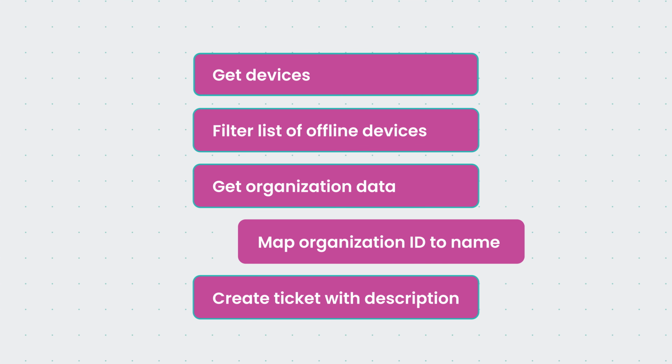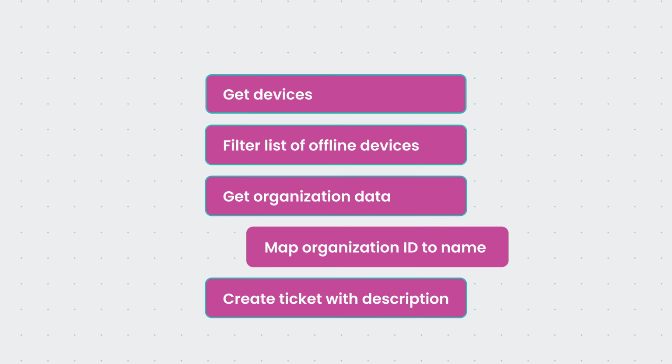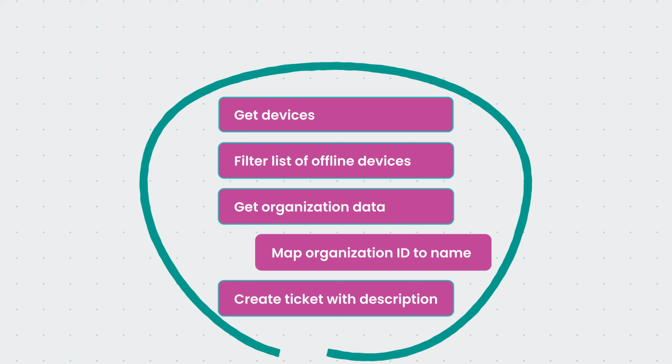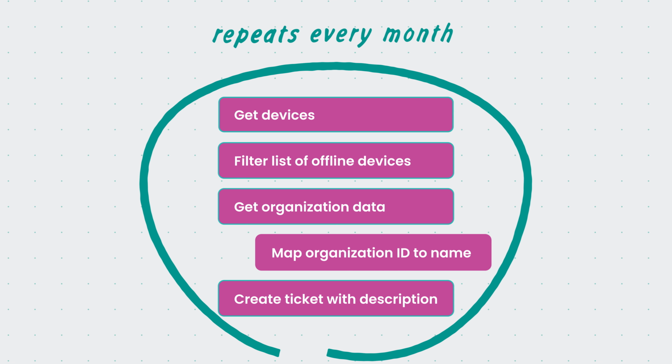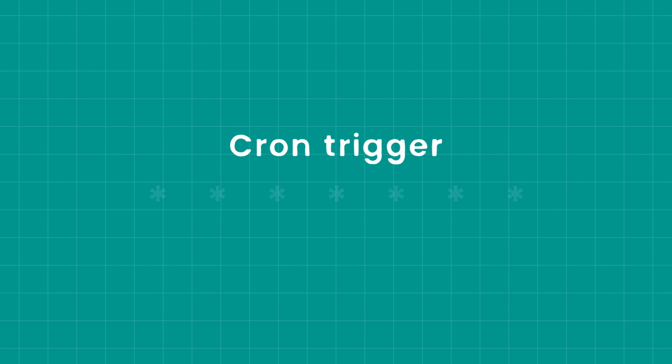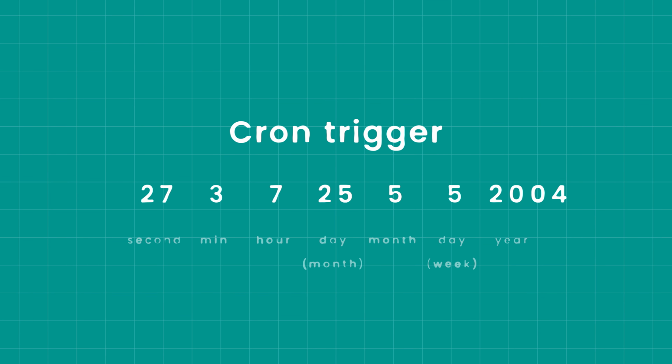Welcome back. We've added and tested all the workflow tasks. Now it's time to add a trigger so that the workflow runs automatically. Jack wants this automation to run monthly, so we'll use a cron trigger. It's a trigger type in Roost that starts a workflow on a predetermined schedule.